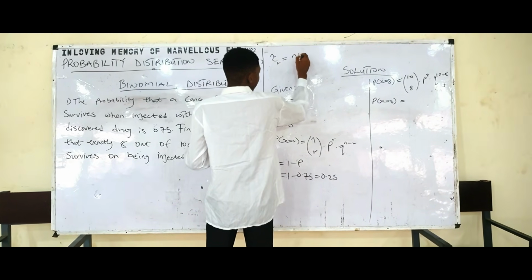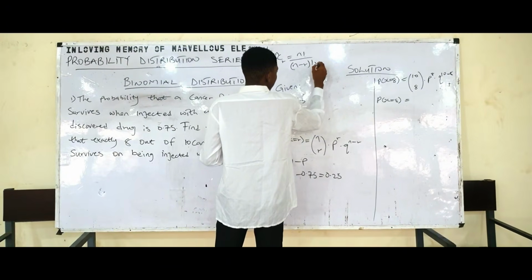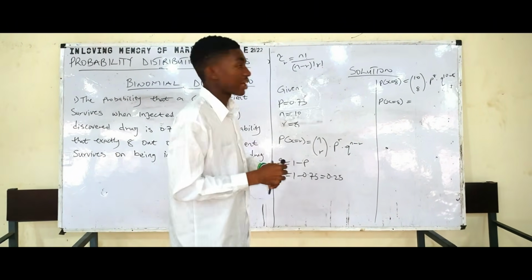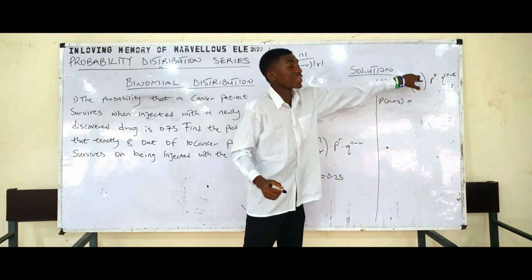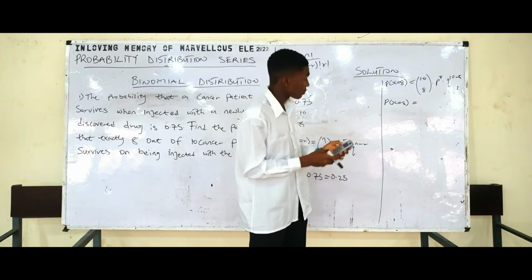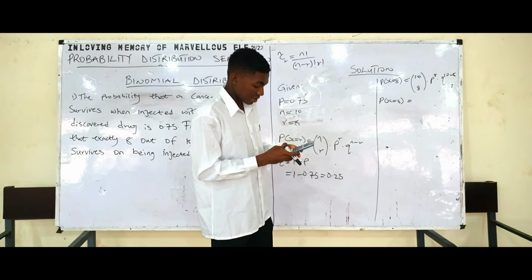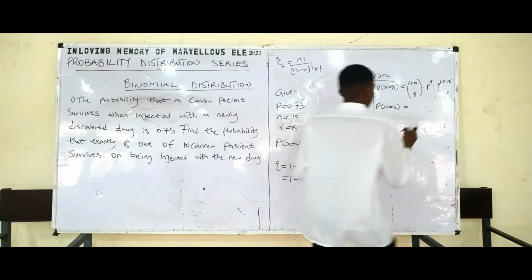Equals n factorial over n minus r factorial times r factorial. If you have a calculator, you can use the formula to get n combination r, 10 combination 8, where 10 is your n and 8 is your r. Whatever your calculator, you can easily punch it in directly. So let's punch it directly. You can say 10 combination 8 is 45.